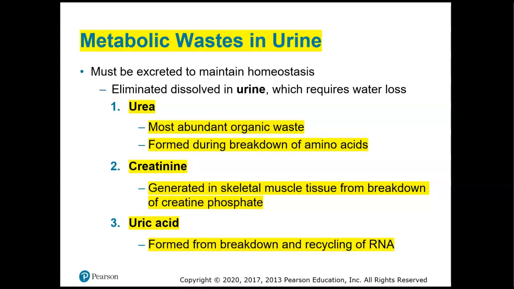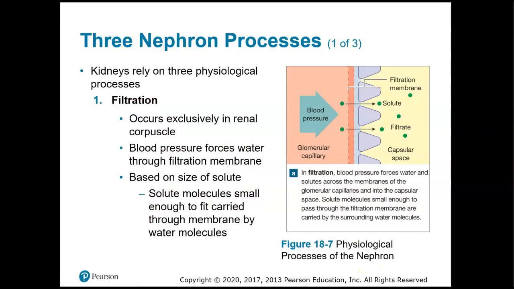Okay, the metabolic waste in urine consists of primarily urea, which is the most abundant of the organic waste, formed during the breakdown of amino acids; creatinine, which is generated in skeletal muscle tissue from the breakdown of creatine phosphate. Skeletal muscle breaks down creatine phosphate to help produce ATP. And then uric acid is formed from the breakdown and recycling of RNA, which is one of our nucleic acids.